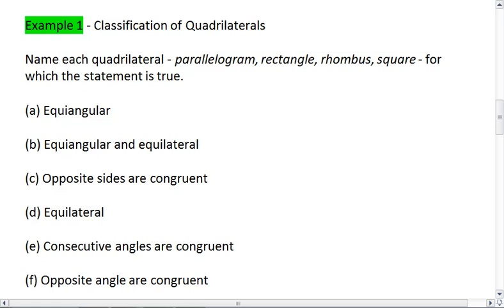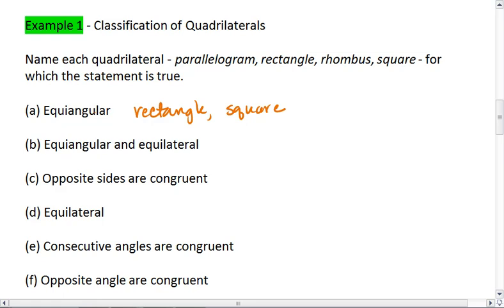Okay, equiangular. Equiangular shapes are going to be a rectangle and a square. In general, if any of your answers are rectangle or rhombus, square is automatically going to be another solution, because a square is a type of rectangle and a rhombus.